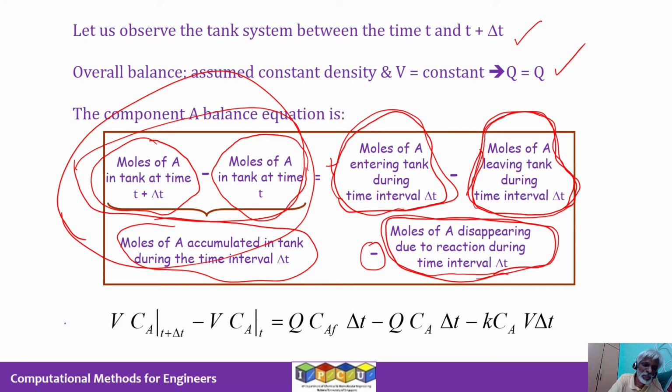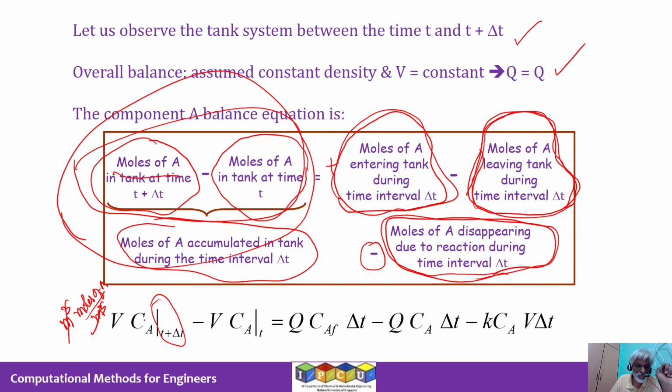So if we want moles of A in the tank at time t plus delta t, we know that V is going to be in meter cube, and the concentration of A in the tank, the symbol for it, is Ca. Therefore, V is in meter cube, Ca is going to be in moles of A per meter cube. So V times Ca will give you moles of A, which is what we are after. We are after moles of A at time t plus delta t.